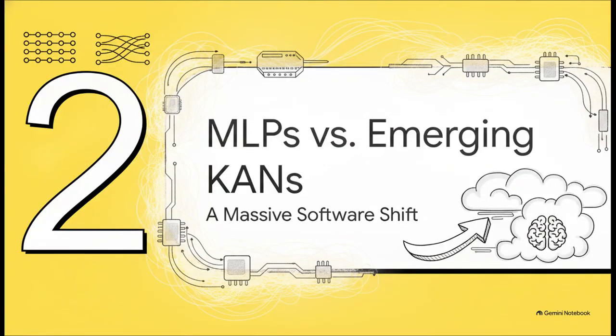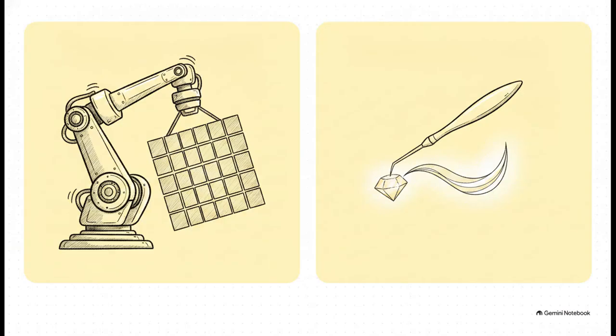Which brings us to Section 2, MLPs versus emerging CANs, a massive shift in software. To really understand this shift, we need to compare the old with the new. For years, multilayer perceptrons, or MLPs, have been the backbone of deep learning. MLPs rely on linear weights and massive matrix multiplications. Think of it like brute force heavy lifting.